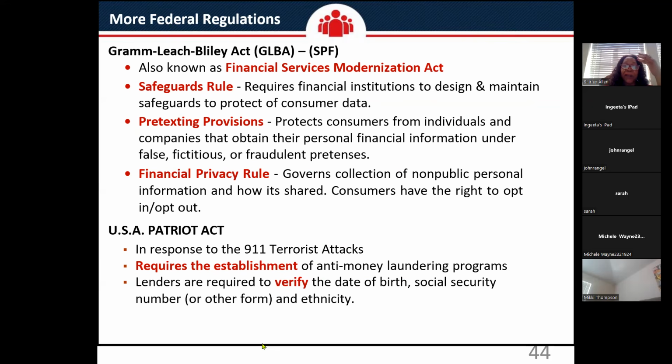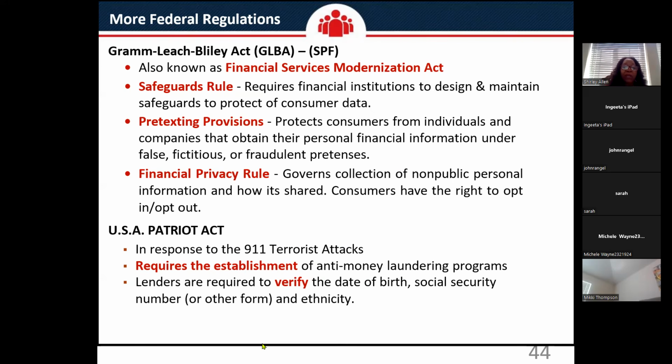It's also known as the Financial Services Modernization Act of 1999. Add that to the end. It's not on the slide, but add it anyway. The Financial Services Modernization Act of 1999 is the same as the Gramm-Leach-Bliley Act. It was created by 3 senators: Gramm, Leach, and Bliley.